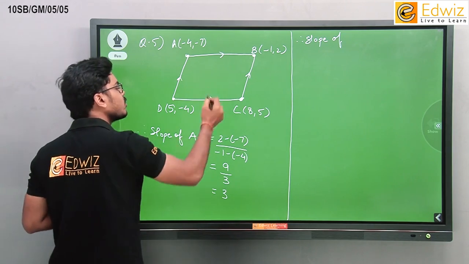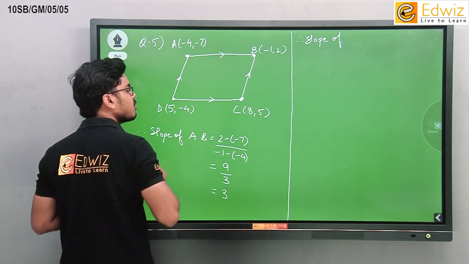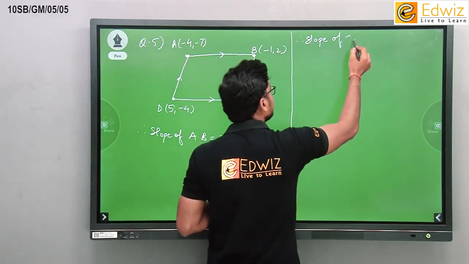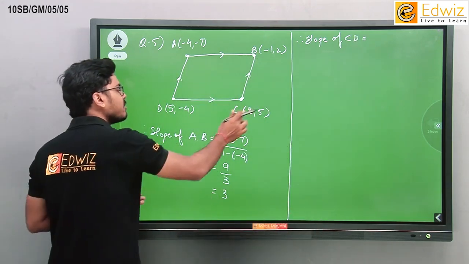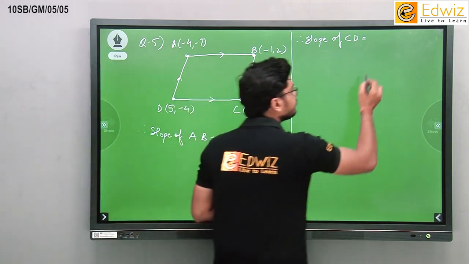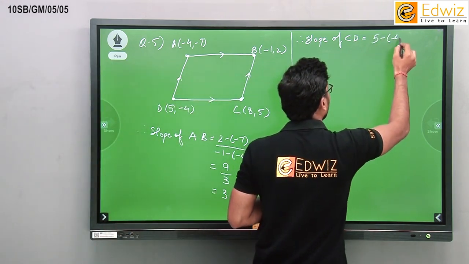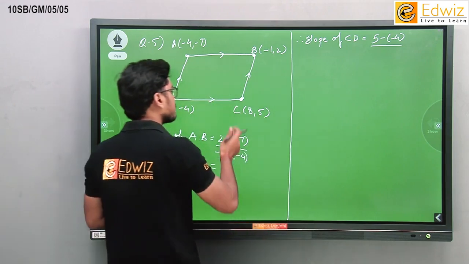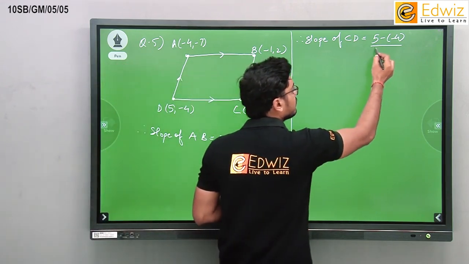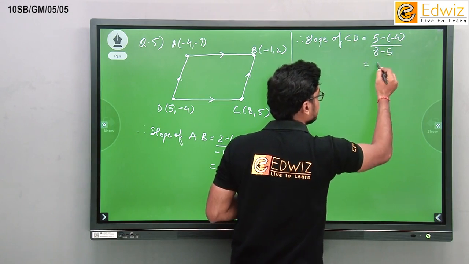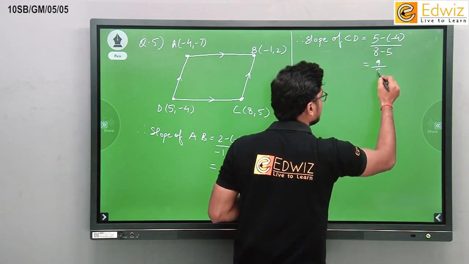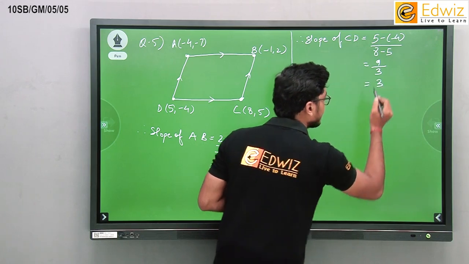Next, the opposite side to this can be CD. So let's first find out the slope of CD. Slope of CD will be equal to y2 minus y1, which is 5 minus minus 4, and x2 minus x1 will be 8 minus 5. So we get 5 plus 4, that is 9, divided by 8 minus 5, that is 3. So its slope is also 3.